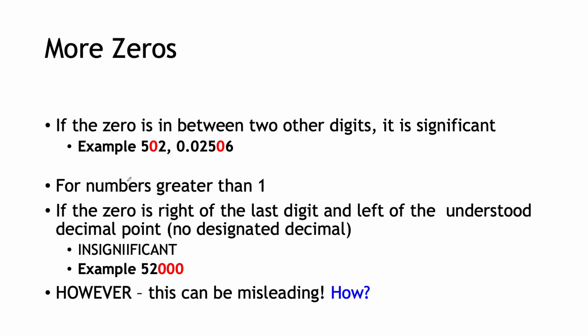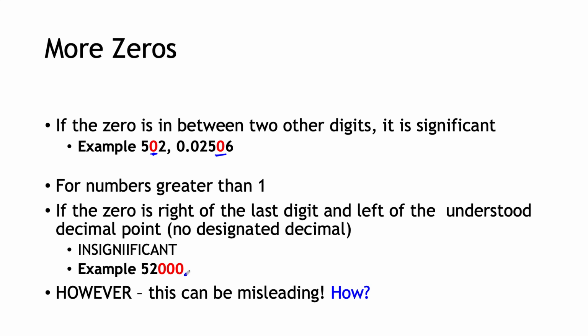So we go into this one. If the zeros are between 2 other digits, it's significant. In 502, this 0 is significant. In 0.2506, this is significant. So those are numbers less than 1. That's the important part of this, how you deal with zeros that can be written anywhere. For numbers greater than 1, if the 0 is to the right of the last digit and left of the decimal point, it may be understood, it may not.